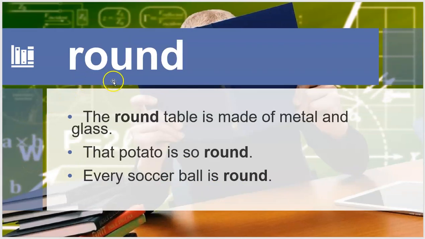Last word is round. Repeat after me. Round. First sentence. The round table is made of metal and glass. Together. The round table is made of metal and glass.